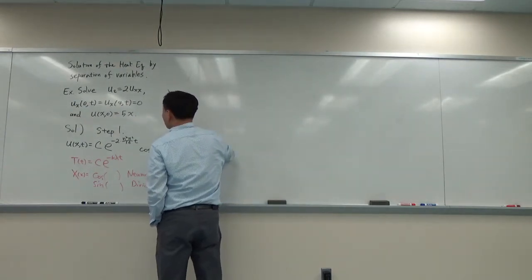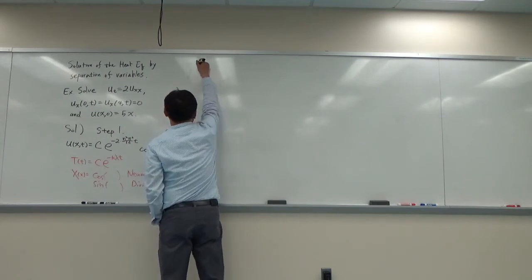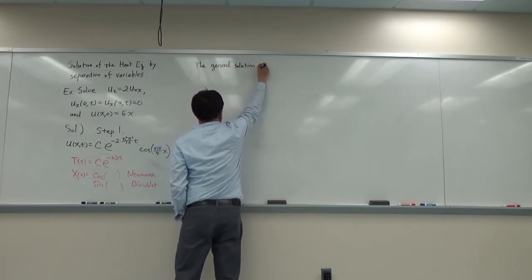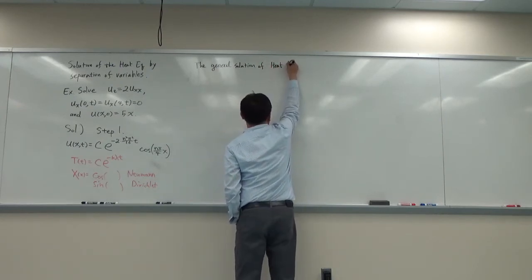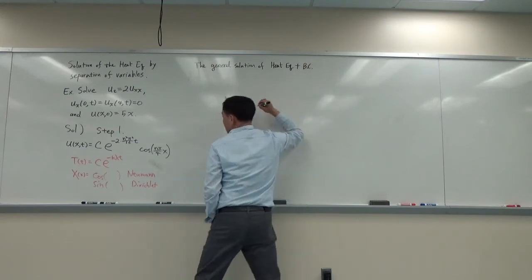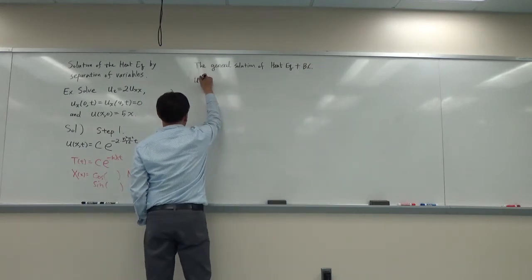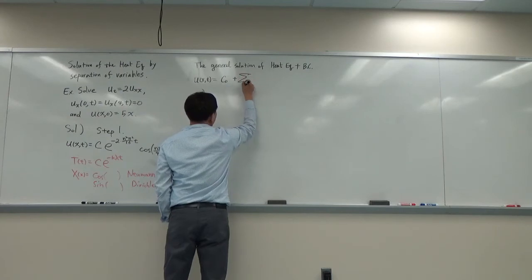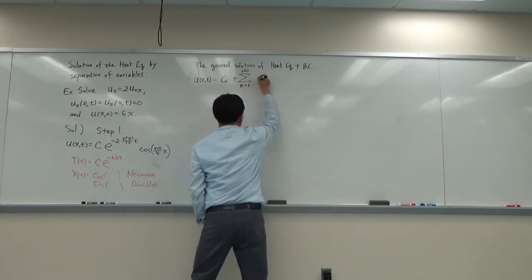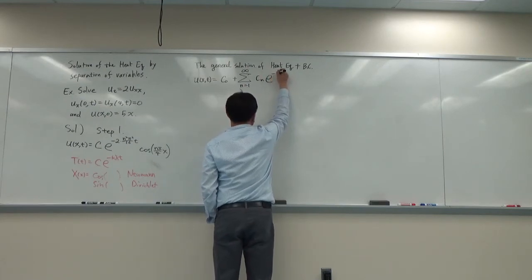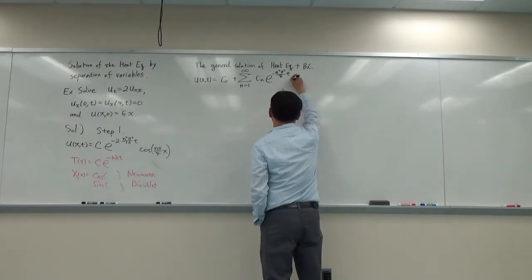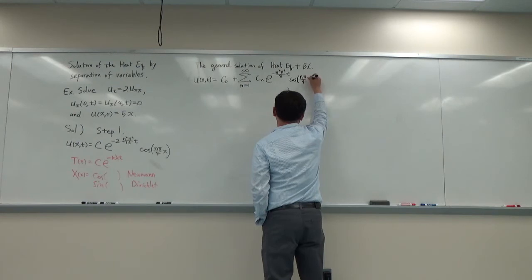So the ultimate conclusion of step 1 is the general solution of the heat equation plus the boundary conditions would be u(x,t) equal to C0 plus the summation of n equals 1 through infinity of Cn e to the negative, let's just write down n squared pi squared over 8 t, because 2 over 16 can be reduced like that, times cosine of n pi over 4 x.